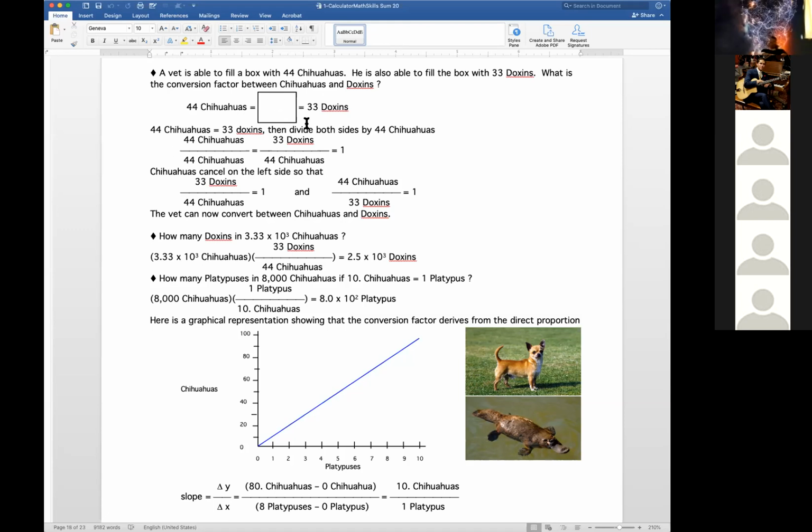So anyway, I'm going to take this mathematical relationship, I divide both sides by Chihuahuas. So 44 Chihuahuas divided by 44 Chihuahuas is equal to 1. So therefore, this part of the equation is also equal to 1. So now we can convert between Chihuahuas and Dachshunds. So how many Dachshunds in 3,000 something Chihuahuas? So I write down the thing to start with, and then here's my conversion factor. I got to get rid of Chihuahuas. I got to keep Dachshunds, and there's my answer.